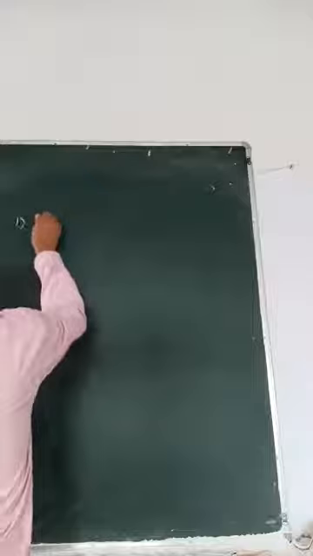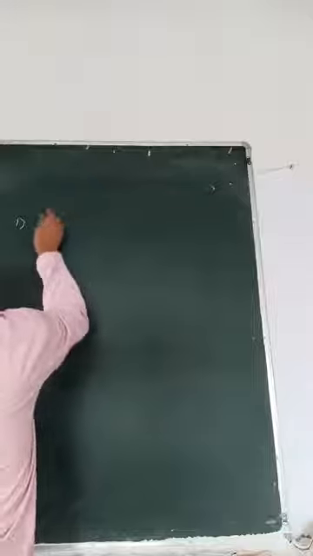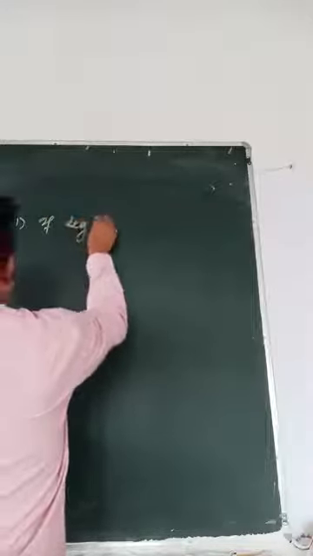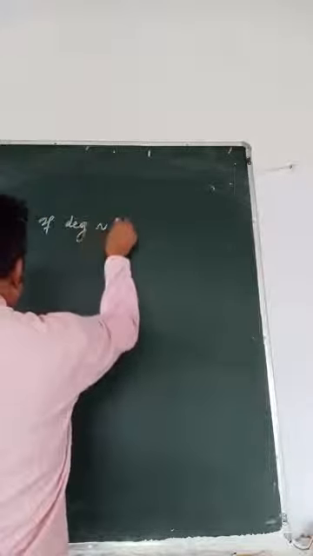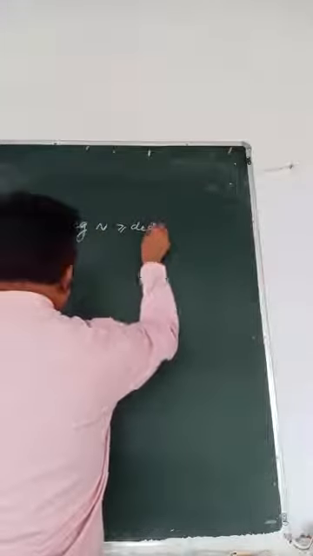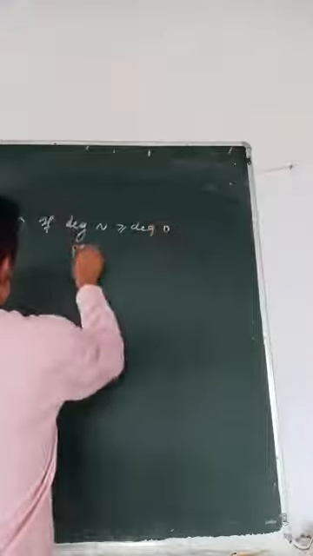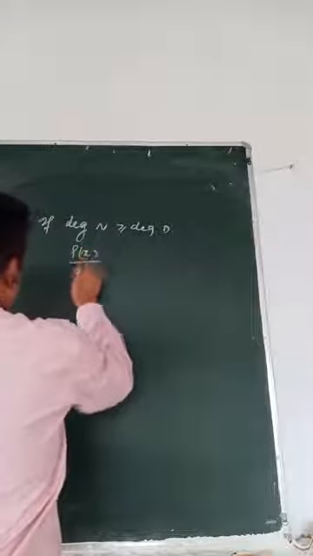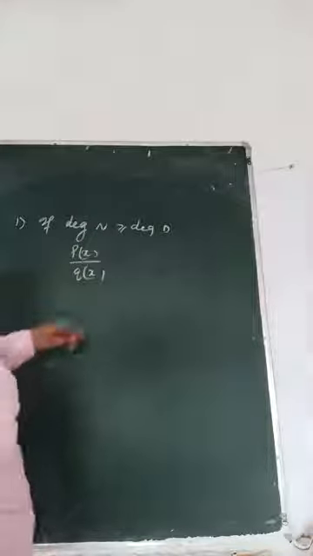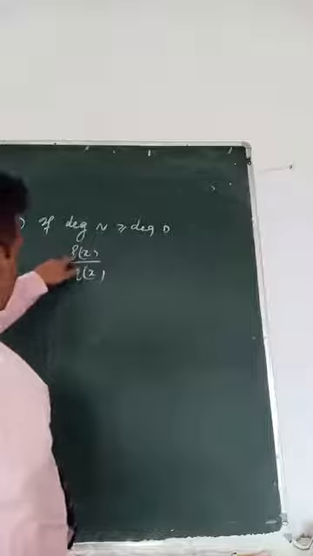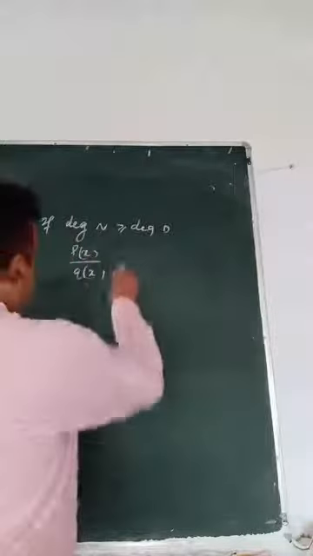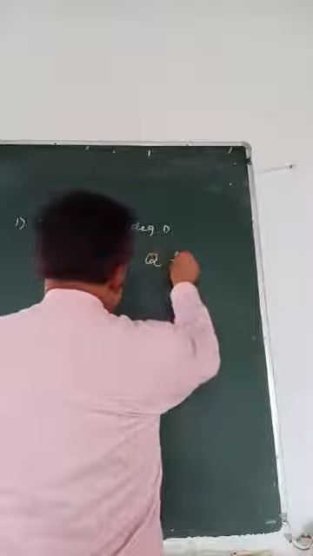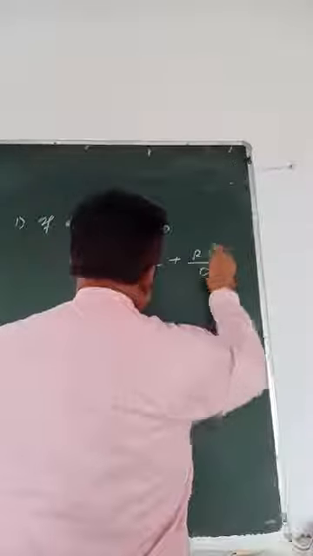So we'll continue today again with the partial fractions. Today we'll study a different type of question. Suppose the degree of the numerator is greater than or equal to the degree of the denominator, then P(x) by Q(x), meaning the numerator degree is more than the denominator, you will write quotient plus remainder by divisor.